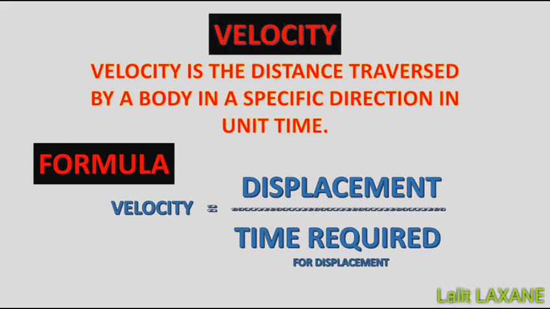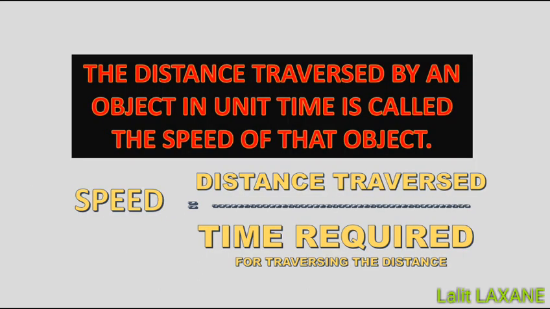Velocity. Velocity is the distance traversed by a body in a specific direction in unit time. Formula: velocity is equal to displacement upon time required for displacement. Speed. The distance traversed by an object in unit time is called the speed of that object. Formula: speed is equal to distance traversed upon time required for traversing the distance.